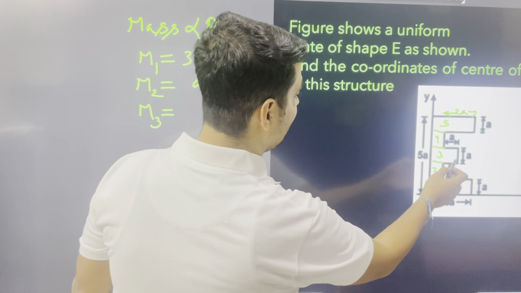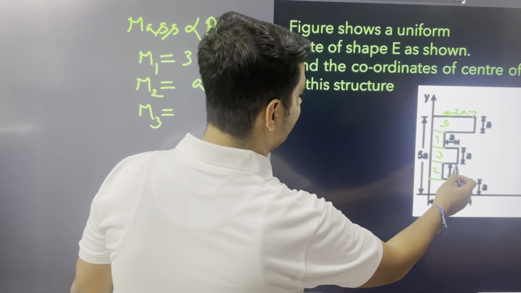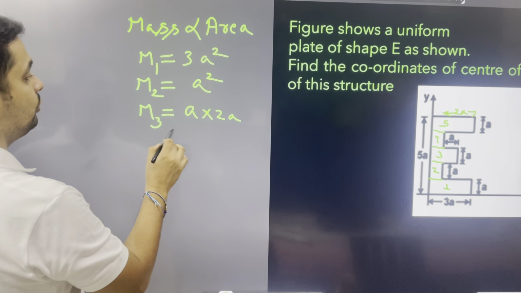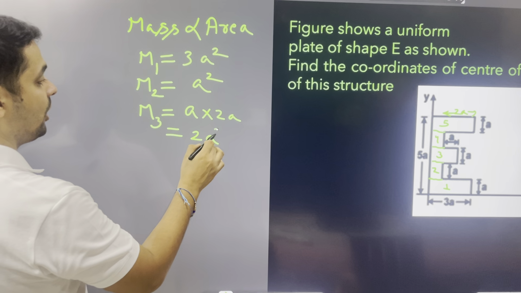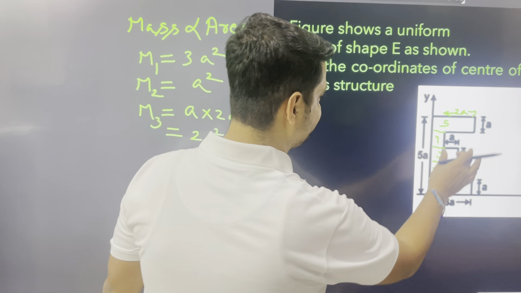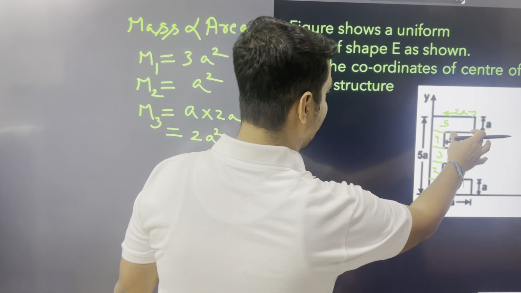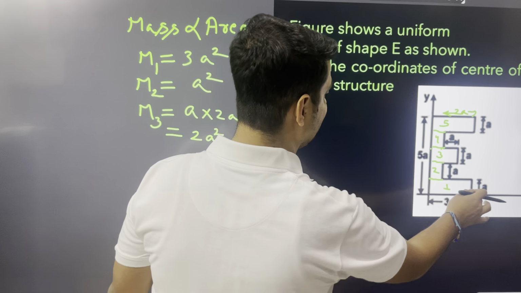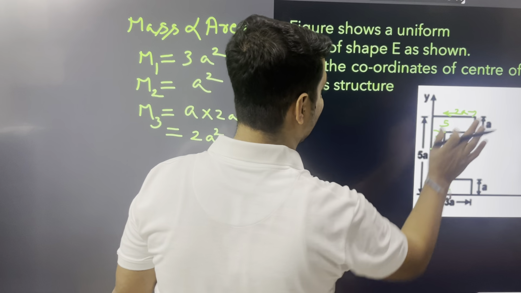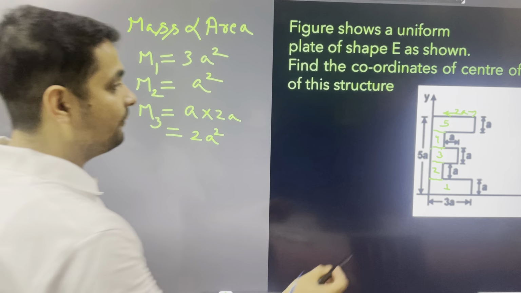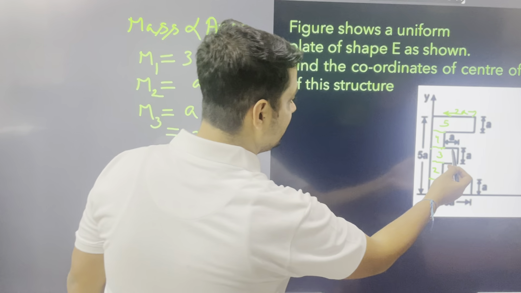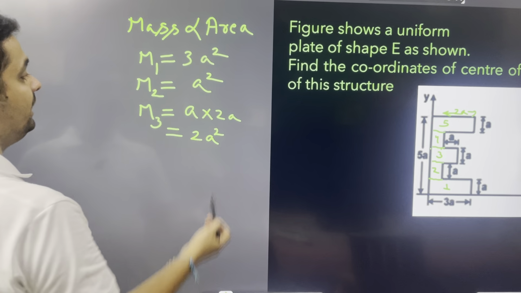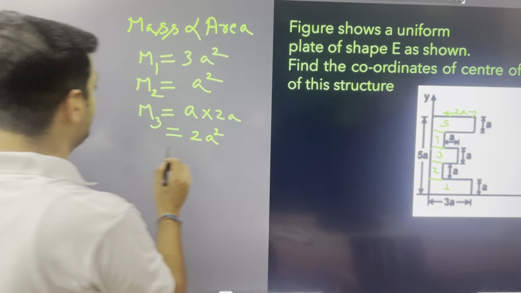What is m3? A into this one, this is 2a, so 2a into a, which is 2a square. Just try to understand how I am taking the length. This length is 2a, this is a, this is also a, so total is a plus a plus a, 3a. When I am finding the mass of the third part, this is a plus a, which is 2a, and this is a. So 2a into a is 2a square.